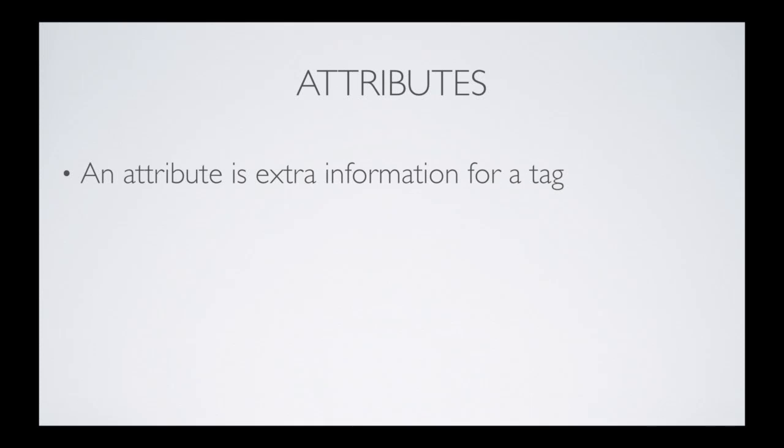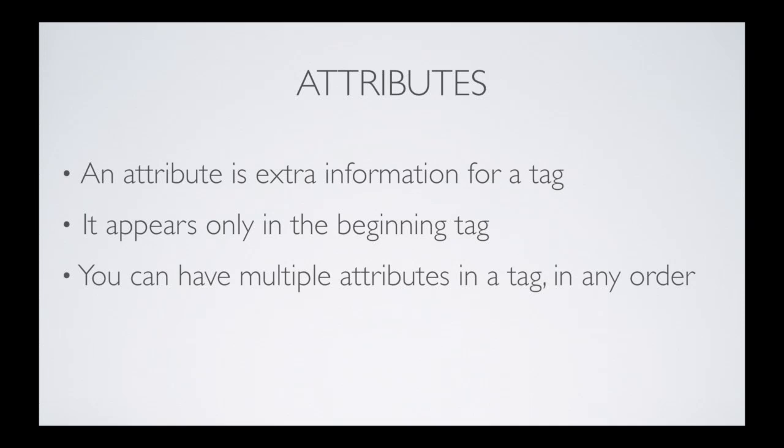For example, the body tag just says body. But what if I would like to add more information for it? What if I would like to add a background color for the body? Well, then I would use an attribute. An attribute only appears in the beginning tag. It does not appear in any ending tag. You can have multiple attributes in a single tag, and they can be in any order. It never matters if you have one attribute first and another attribute second.